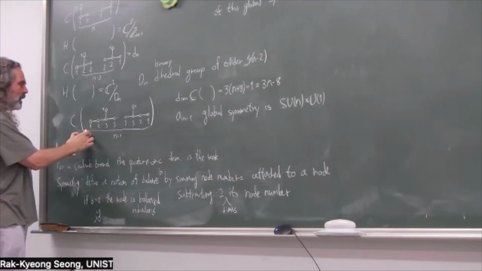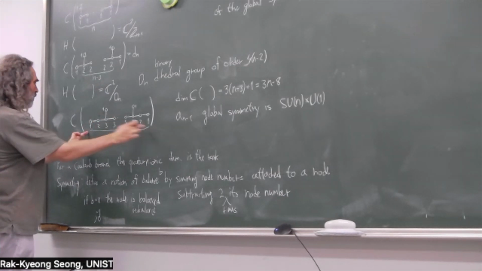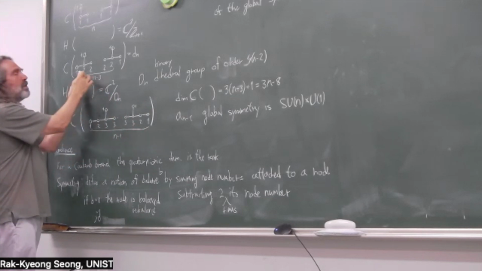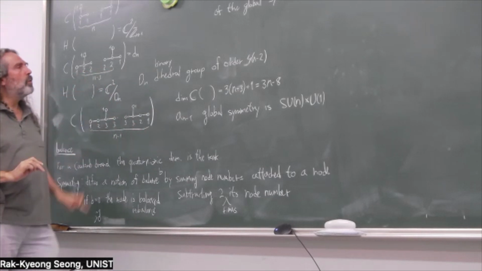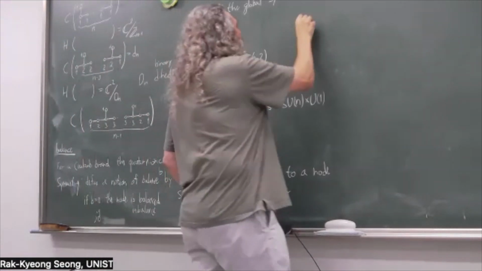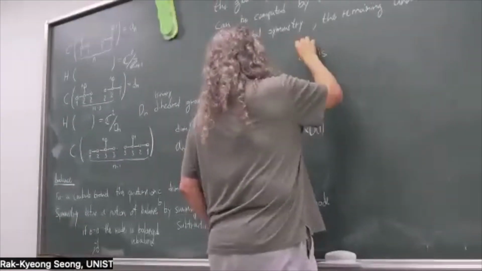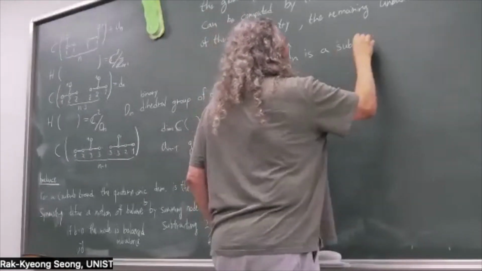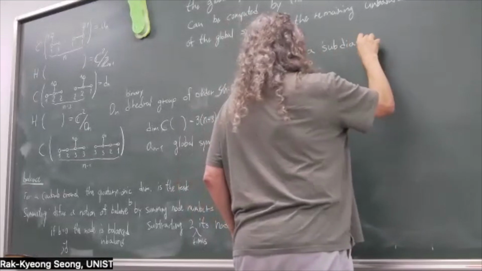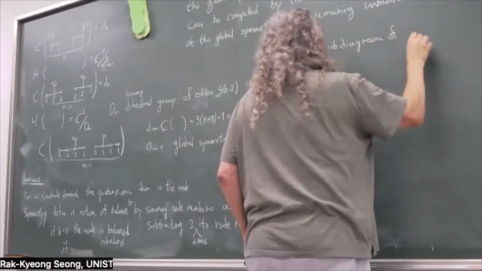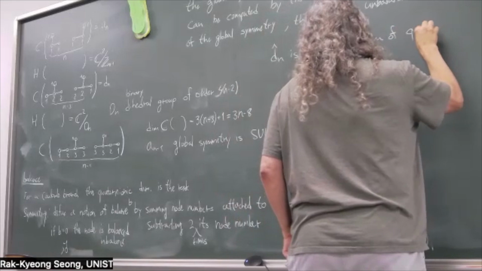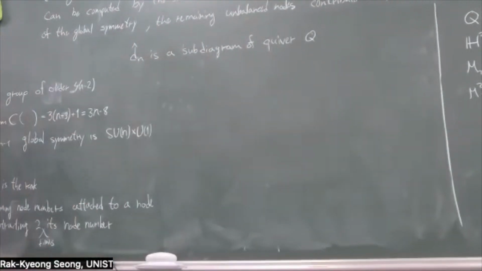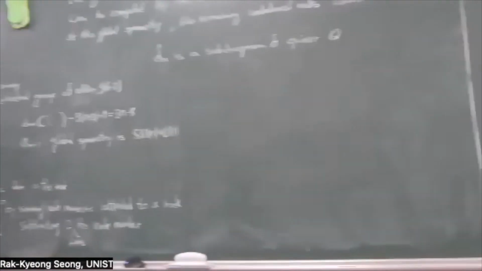Yeah, so n minus 1 is the number from here to here. I remove this, I get n minus 3. This is precisely the number of nodes here. So affine Dn is a subdiagram of the quiver. Let's call it quiver Q, so that we won't need to talk about it again.